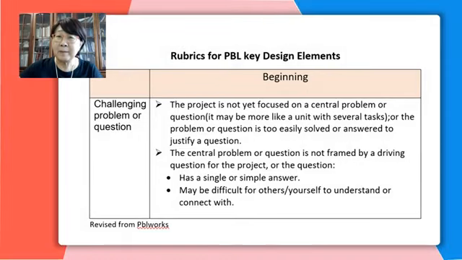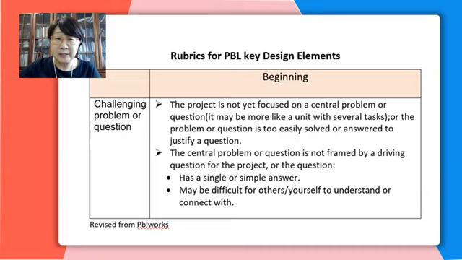You might be thinking about how you can make sure you come up with a good driving question for your project. For SEC applicants, we have got rubrics for the key design elements of PBL that you can use to check your work. Over the next 3 pages, you will find 3 levels for a challenging problem or question, and that is beginning, developing, and demonstrating. This rubric framework is here to help guide you.